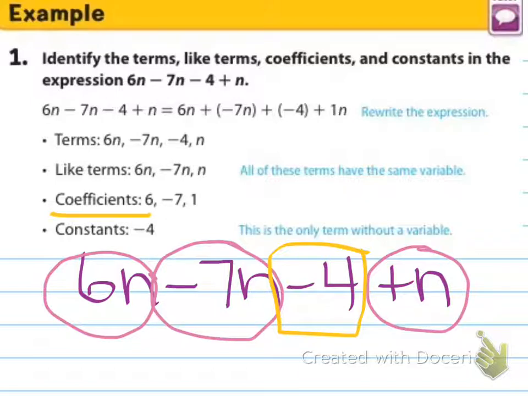Now it wants us to list our coefficients. So the coefficients, remember, are the numbers that go with the variable. So we've got the 6 here, the negative 7 here, and in this case, the invisible 1 here. So you notice that the 1 is listed, even though it doesn't show the 1. We know that n by itself means 1n, 1 times n. So that's a coefficient, it's just invisible. And we need to add it in there, make it not invisible anymore. And then the constants are just the negative 4. That's the only constant that there is.